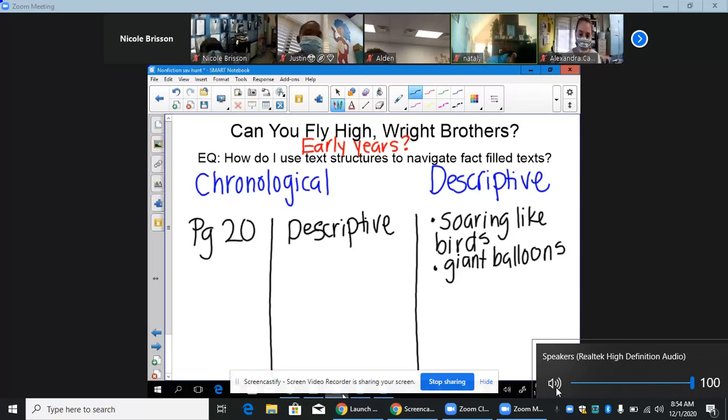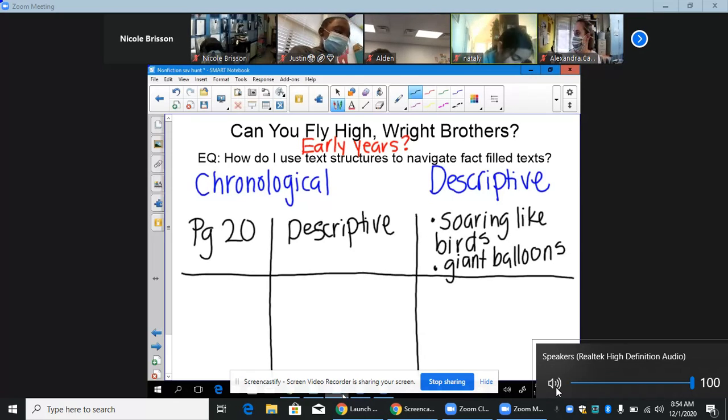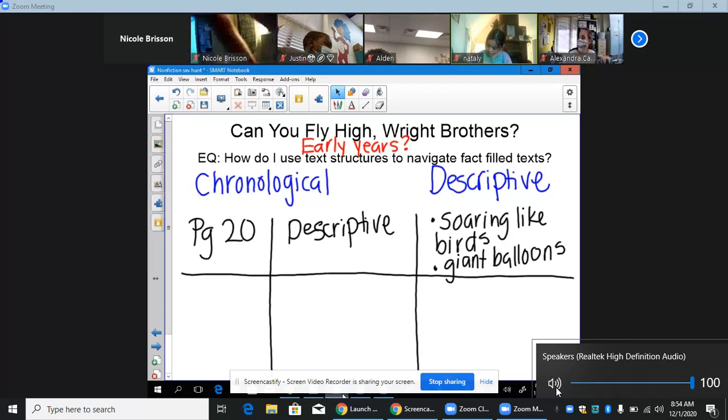And then I'm going to draw a line all the way across. So I've got the page number, I've got the text structure that we've talked about, and then I've got two examples. Can you guys see with the lights off on your paper? You good? Okay. And think, descriptive, the word in it is describe. So with the descriptive text structure, you're looking for ways that they describe a person, a place, or a thing. And in this case, they described the plane like it's soaring like a bird, and they described a thing, a balloon, as a giant balloon.